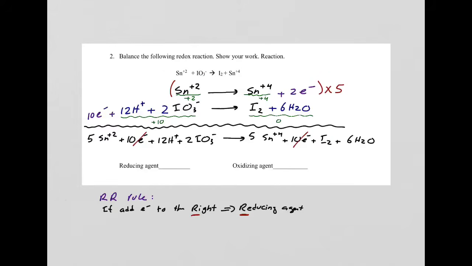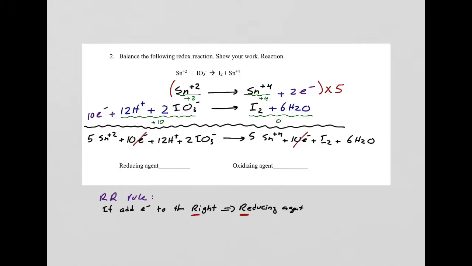So you have a 50-50 chance. Don't look at the product. Agents are the things, the reagents, that are doing this stuff. They're doing the oxidation and reduction. So the agents are always on the reactant side. So you have a 50-50 chance. One is the oxidizing agent, one is the reducing agent. So let's look at the RR rule because that's a good shortcut to save you time on the exam.